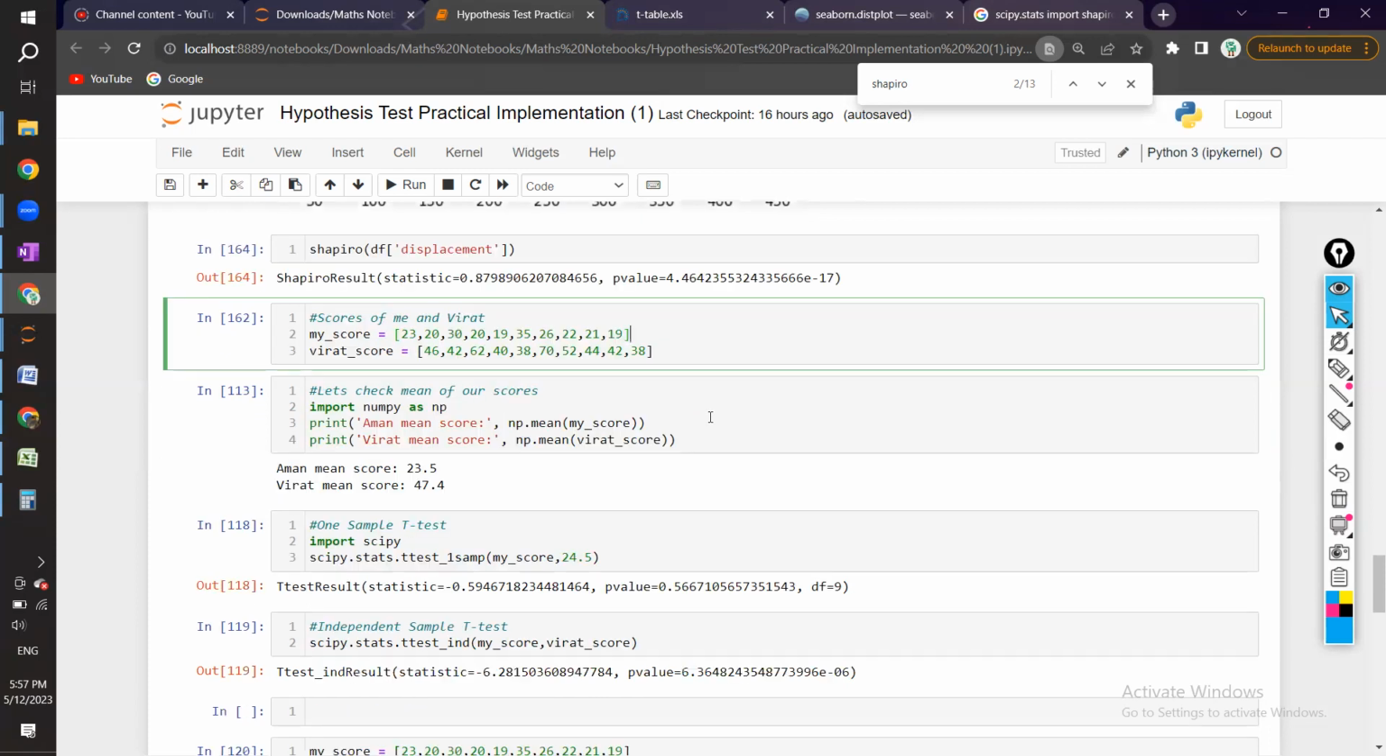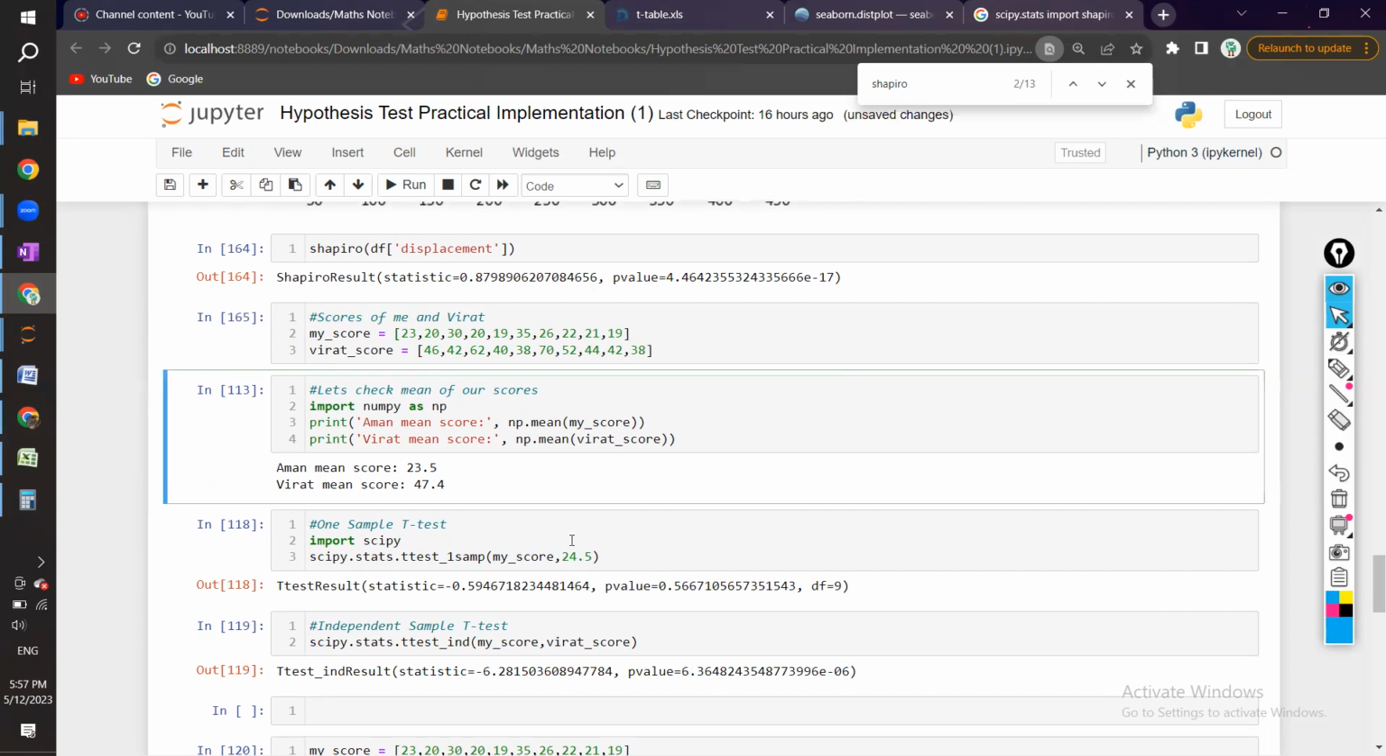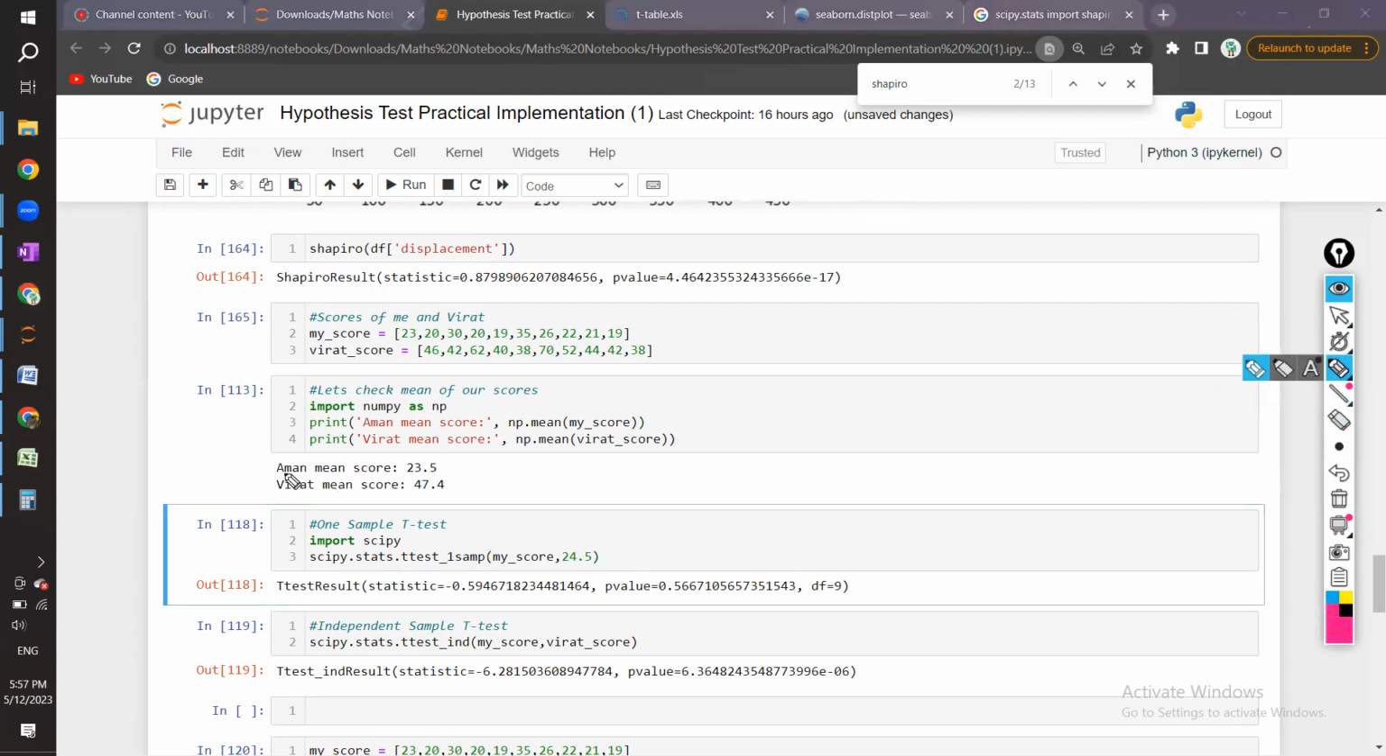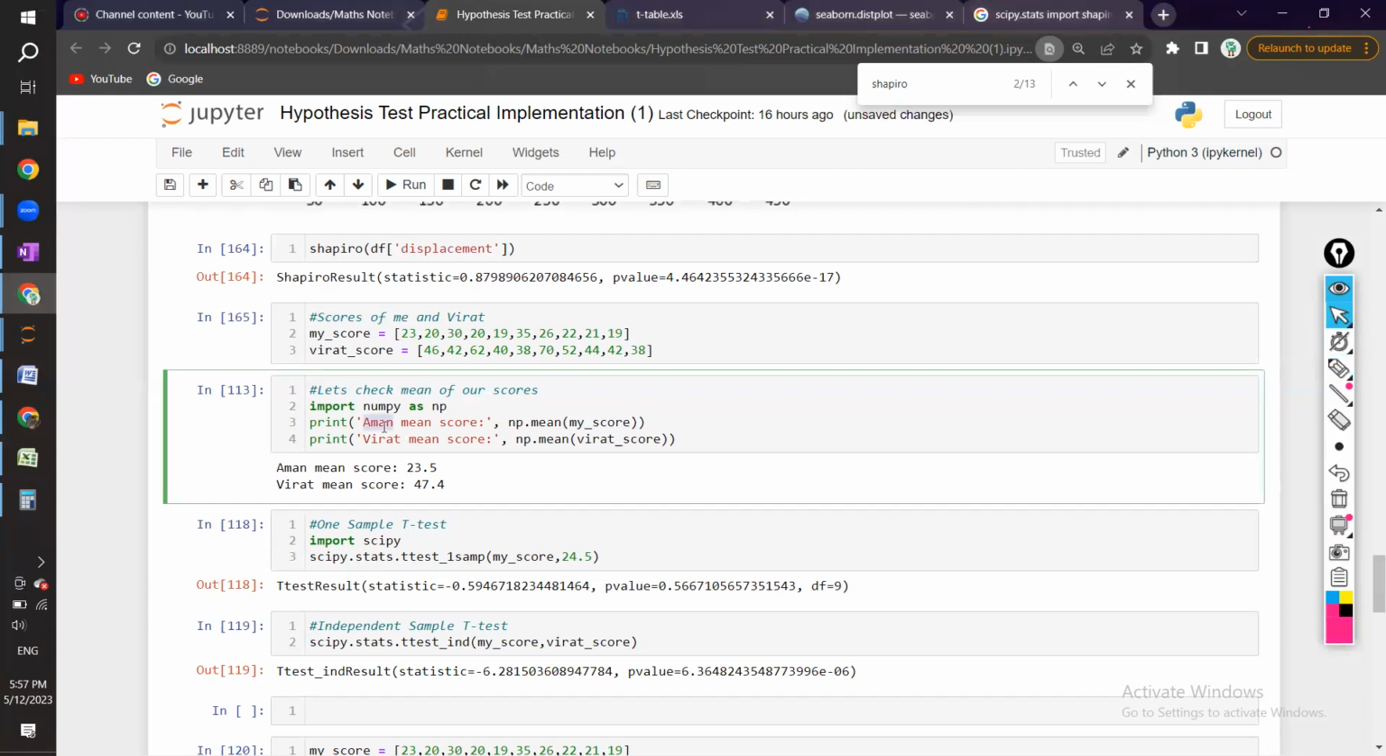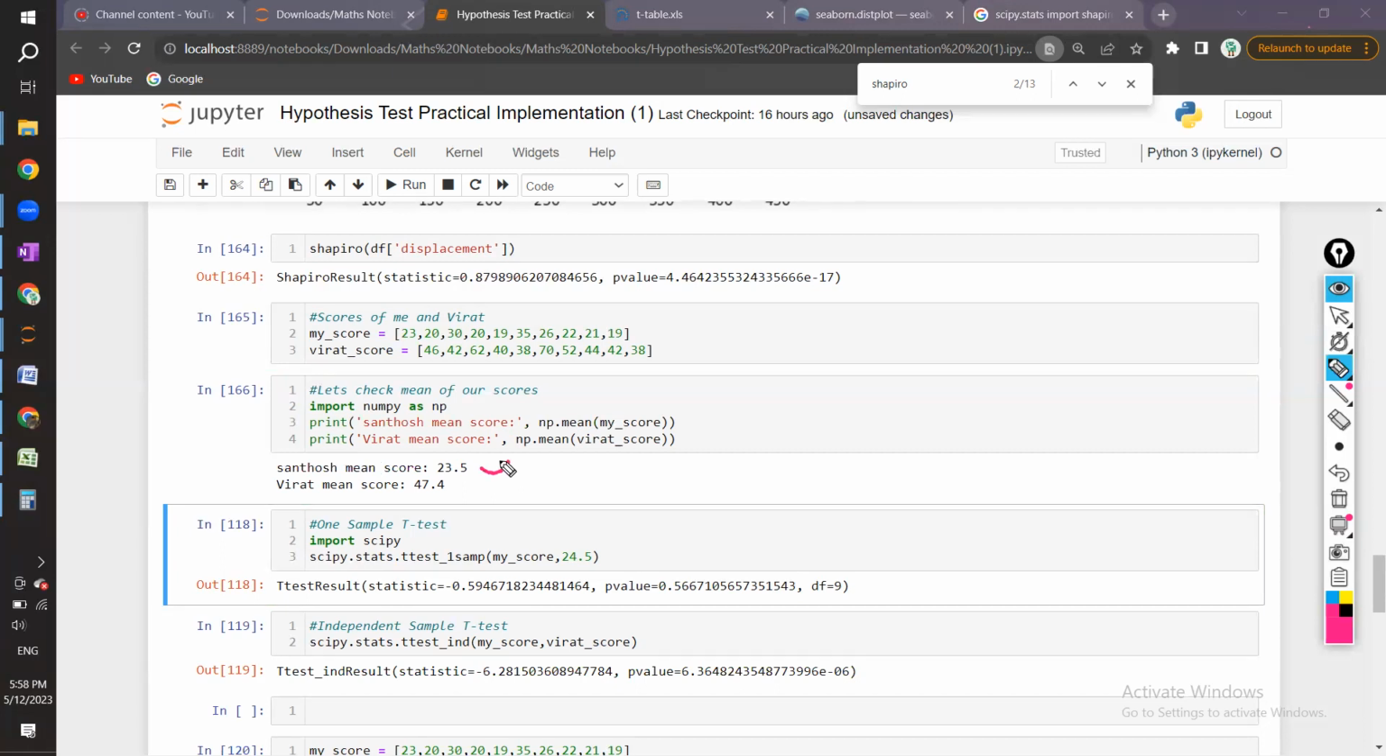Now if I do a one sample t-test, that means I'm doing only one sample test. Observe here, what is my score? Let's say Santosh's score is 23.5. From scipy.stats you have the one sample t-test. If you pass my score, and I check whether that mean is equal to 24.5 or not, guys, I am asking whether the mean of my score is equal to 24.5 or not. Actually the score is 23.5.